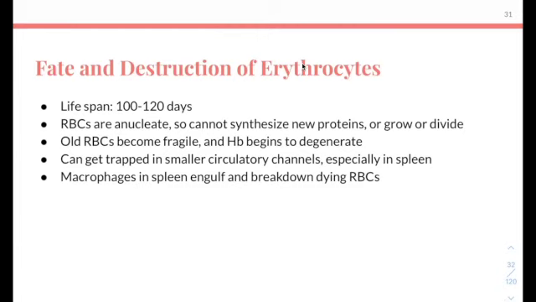Once they get in the spleen, there are macrophages, which are part of our immune system, that help to break down dying red blood cells so that they don't cause problems floating around in the blood. They could easily break, the hemoglobin starts to degenerate, and they can get trapped in the small circulatory channels, the capillary beds that we have. To prevent that, those macrophages break them down before they can cause problems.